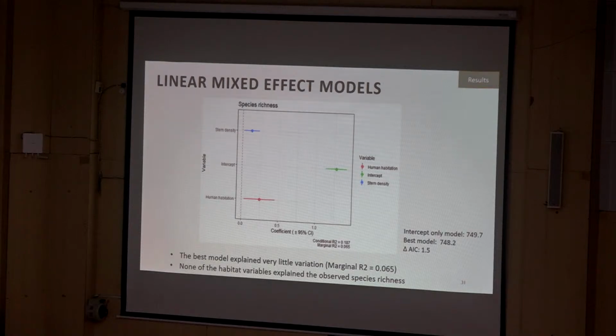Although the best model was within 2 delta AIC units of the intercept-only model, which essentially says that this best model might not be different from the intercept-only model. So, in conclusion from this slide, none of the habitat variables explain the observed species richness in this study.